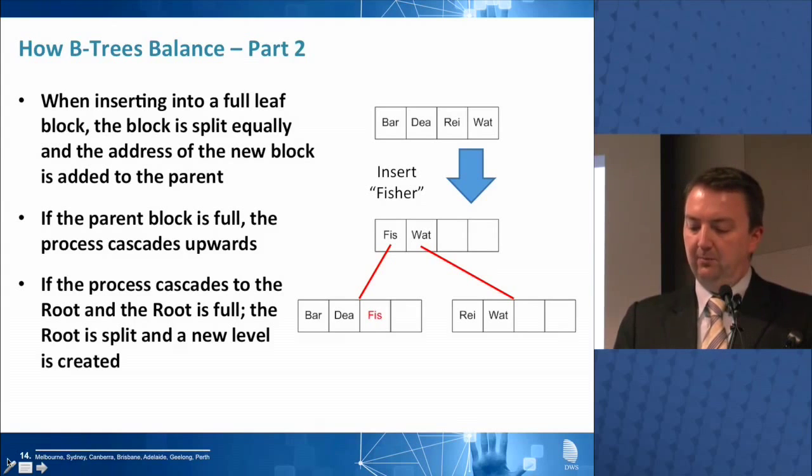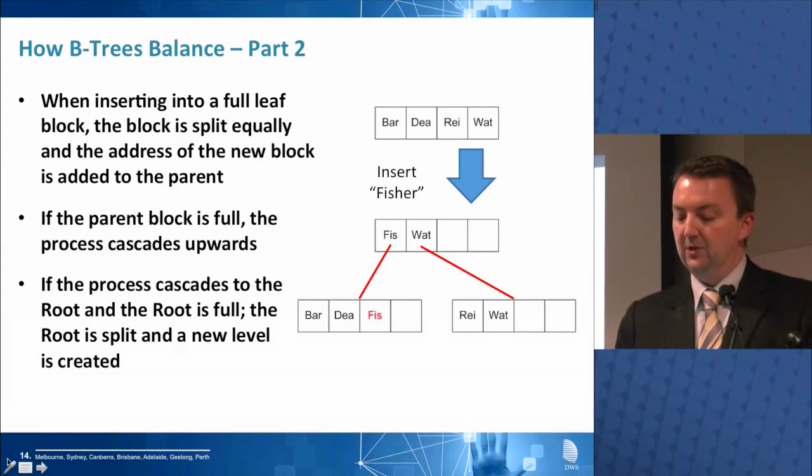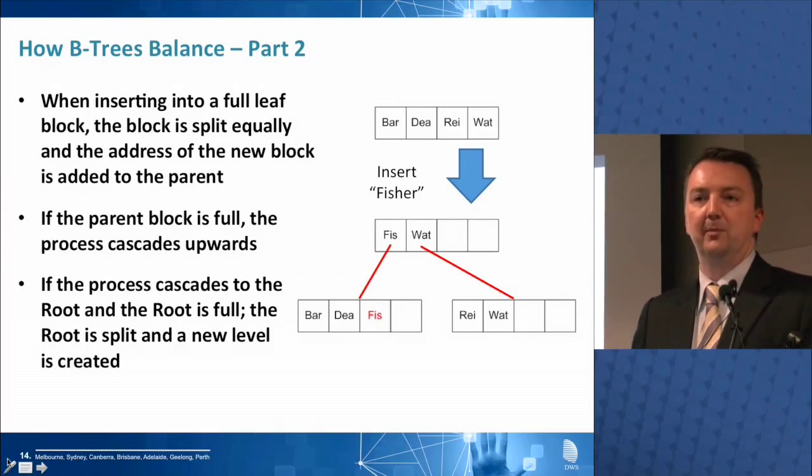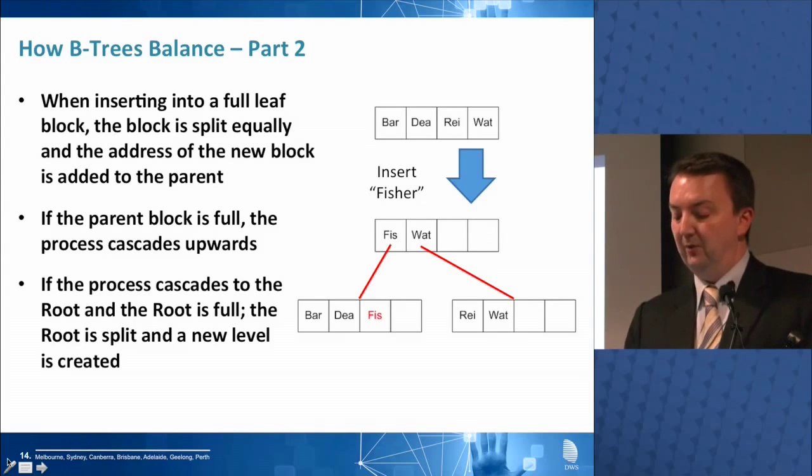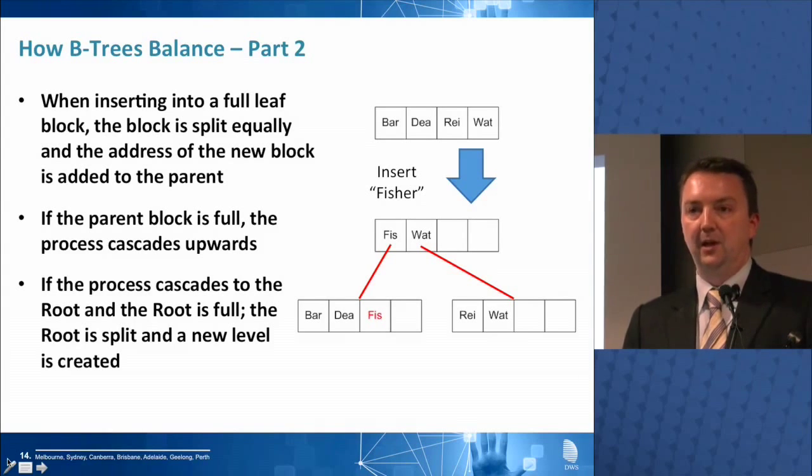So we've split the block into 2. We've inserted Fisher where it logically belongs in the first block: Barton, Deacon, Fisher in that block. Now we've got some nice free space over in the Reed and Watson block, in case we get some more Prime Ministers that belong over there. We've got 1 free space in our left-hand one.